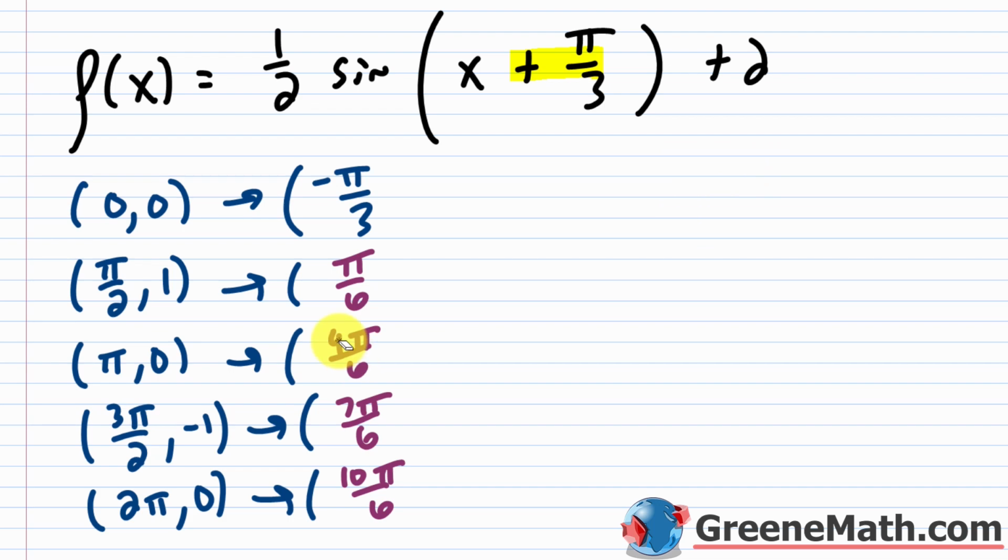So 4 pi over 6, 4 divided by 2 is 2, and 6 divided by 2 is 3, so it's 2 pi over 3. And then 10 pi over 6, 10 divided by 2 is 5, and 6 divided by 2 is 3, so that's 5 pi over 3.